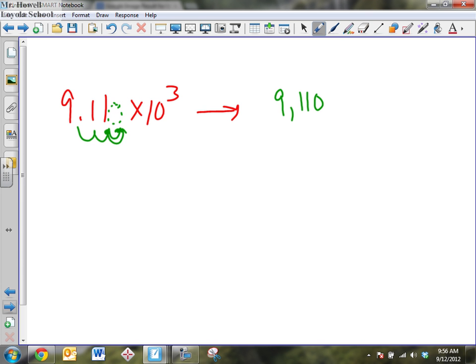If I had something like, I'm not going to do it, but number 11. Number 11 is a negative exponent. So what kind of an answer will I have?